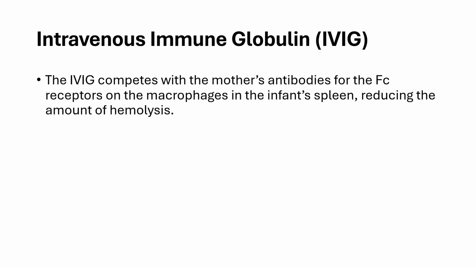For intravenous immunoglobulin in hemolytic disease of the fetus and newborn, this competes with maternal antibodies for the Fc receptors on macrophages in the infant's spleen. This competition will reduce hemolysis, which is the destruction of those red blood cells.